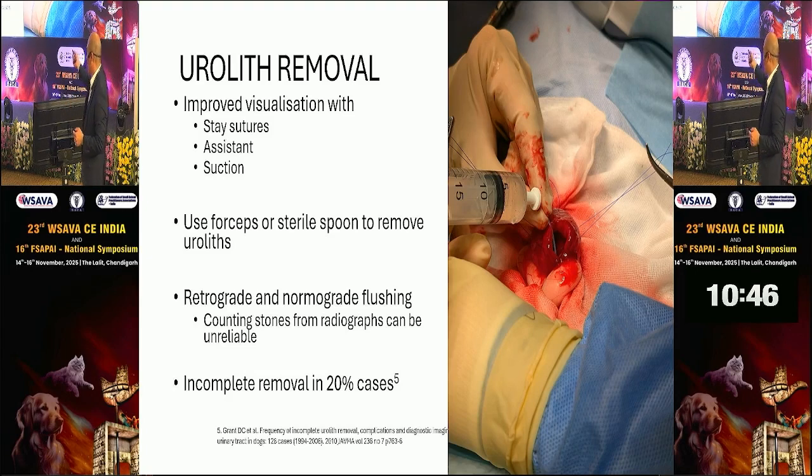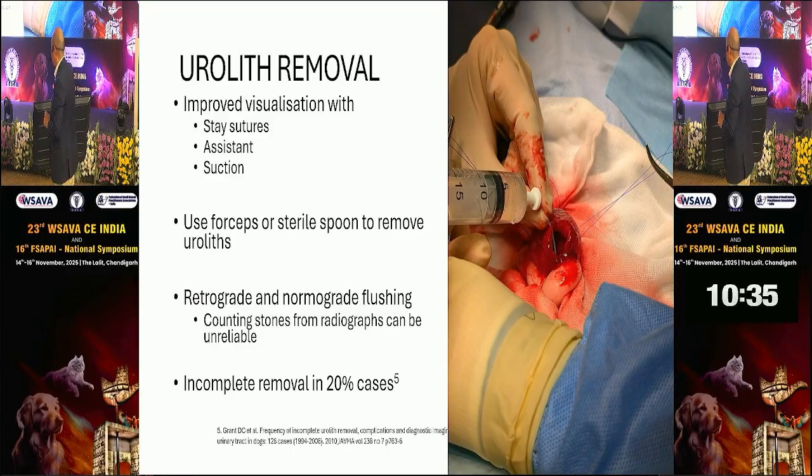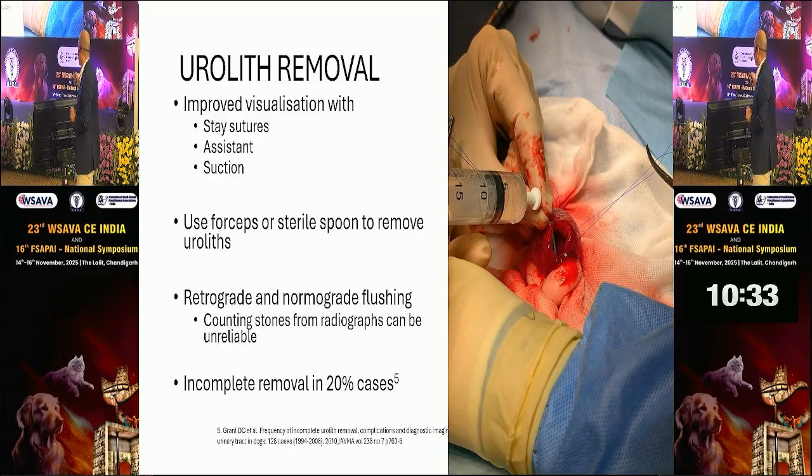But in some studies, like this study by Grant, 20% of cases had residual stones. That's frightening. 1 in 5 cases, stones were left in. So keep that in mind. You cannot flush enough. Sterile saline is all you need.